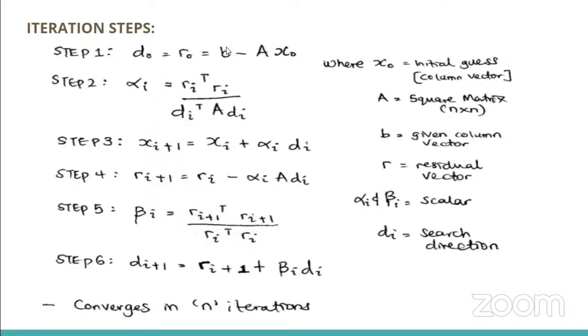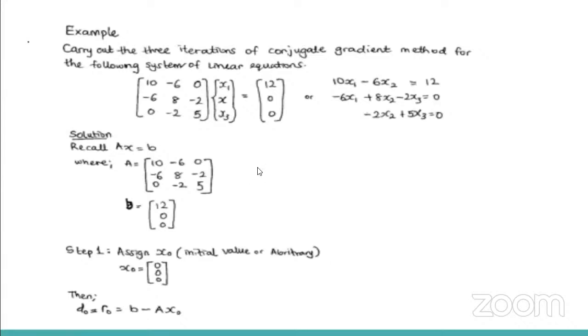So this is the first step: we have our residual equals b minus A x naught. I think we discussed this last week when we were talking about residuals. This is the formula for getting the residual. And then these are the other steps. So let's go straight to what it looks like.